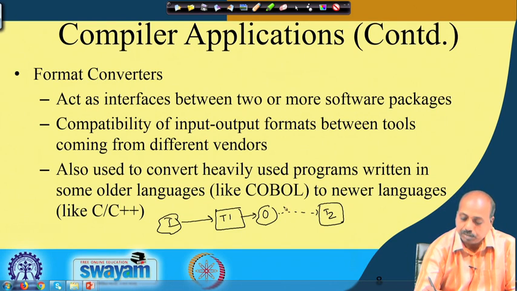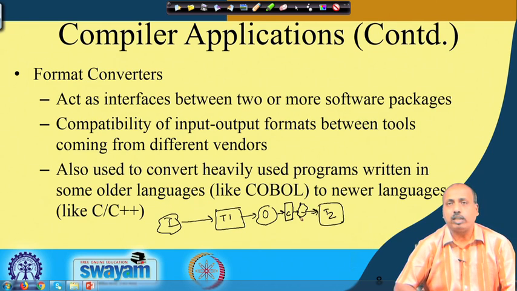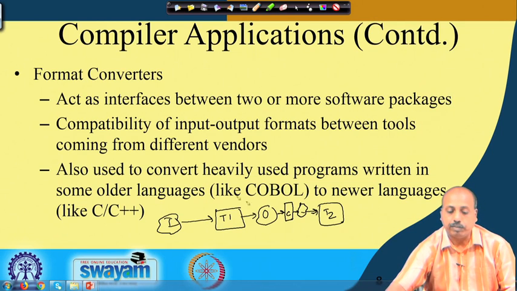In those cases, what is needed is that in between we put a translator. This is another compiler, and this translator produces the output which is understandable by tool 2. So, this way we have some format converters, and this is very common, particularly in the CAD domain, the VLSI CAD domain. You will find there are many such tools where we need to do a lot of format conversions. So, this is compatibility between input and output formats between tools of different vendors.